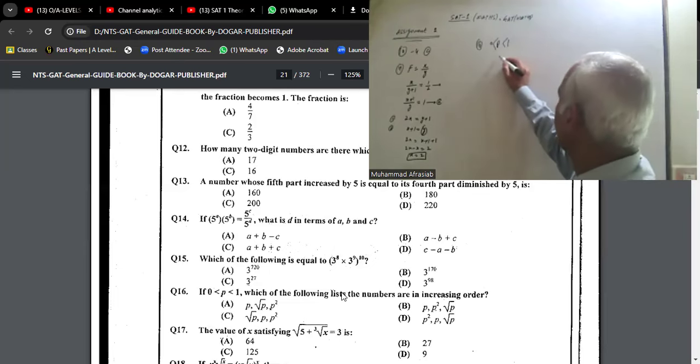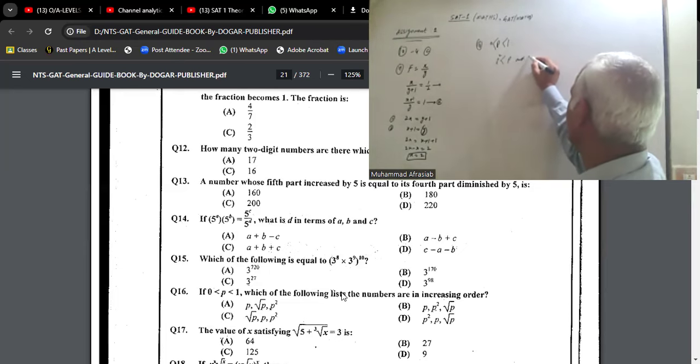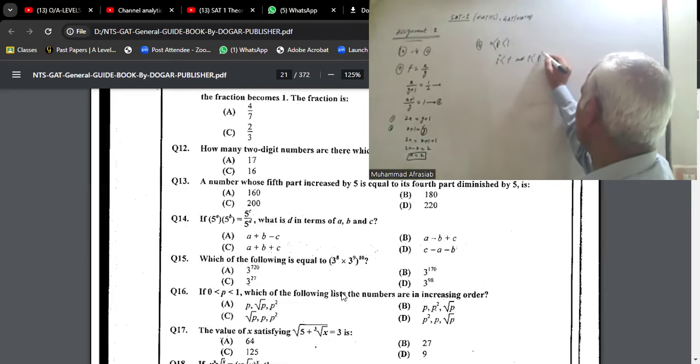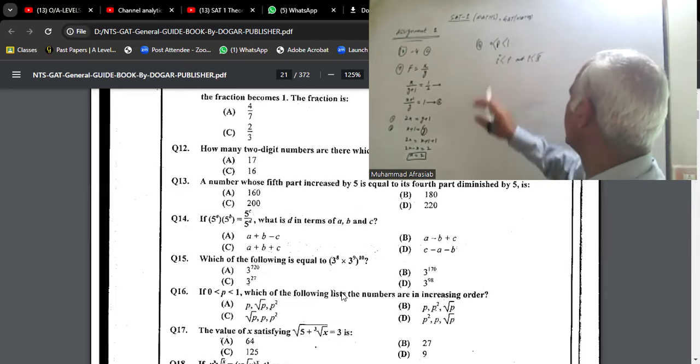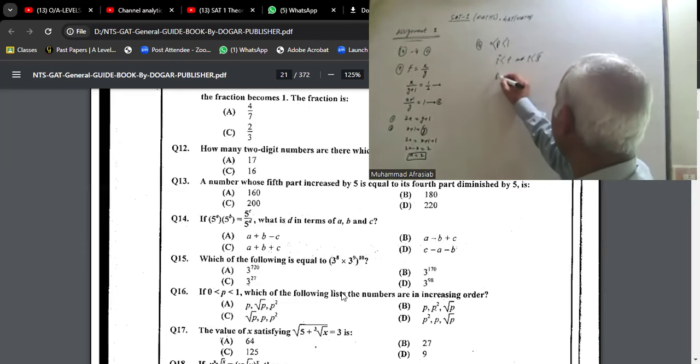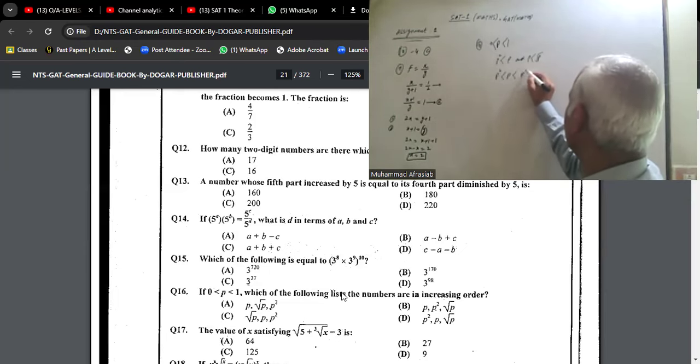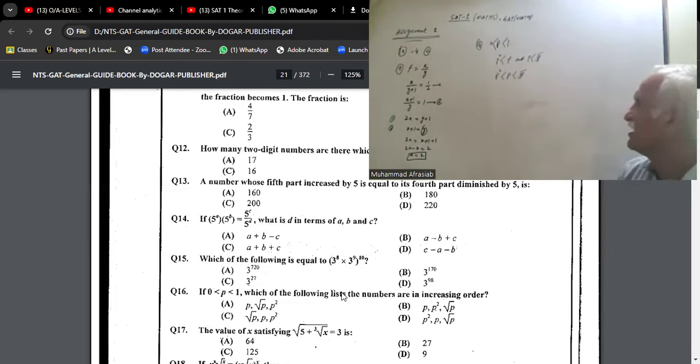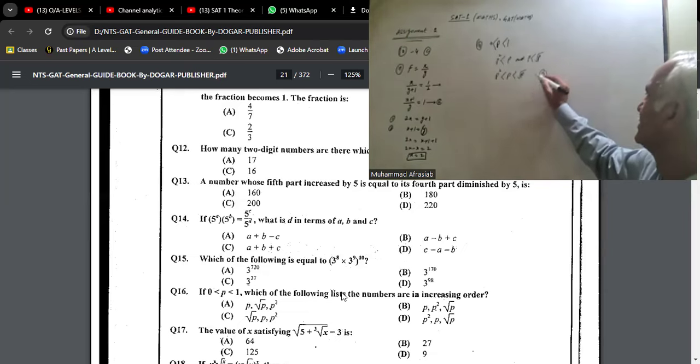So p square must be less than p, and p is less than square root of p, because they have given three options: p square, p, and square root of p. So p square is less than p is less than square root of p. This is the ascending order of these numbers. So which is the right choice here? First p square, then p, and then square root of p. That is our D choice. So the answer of this question is D.